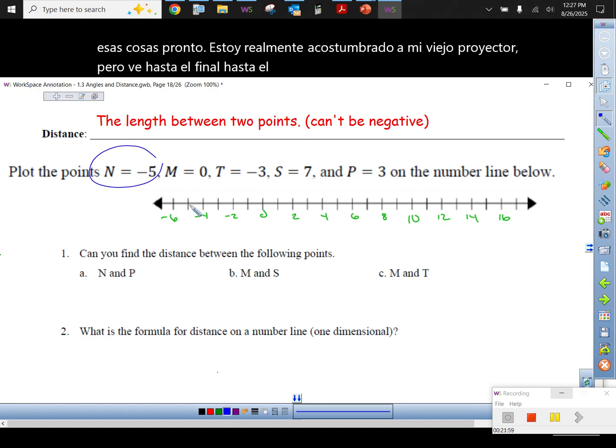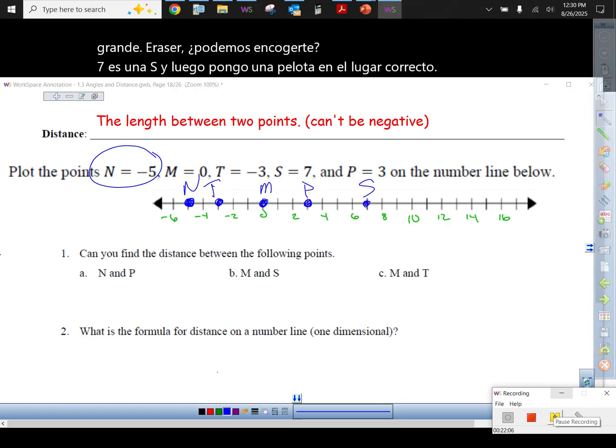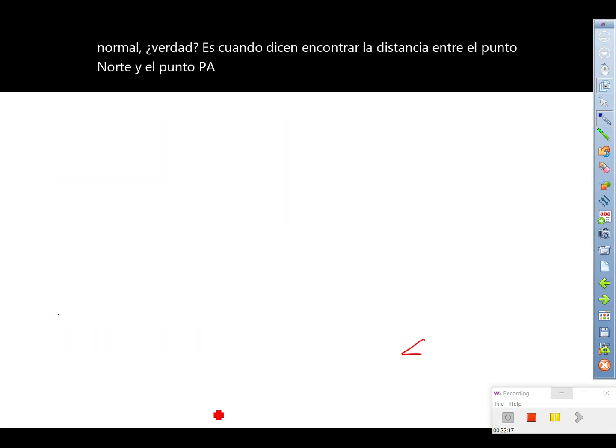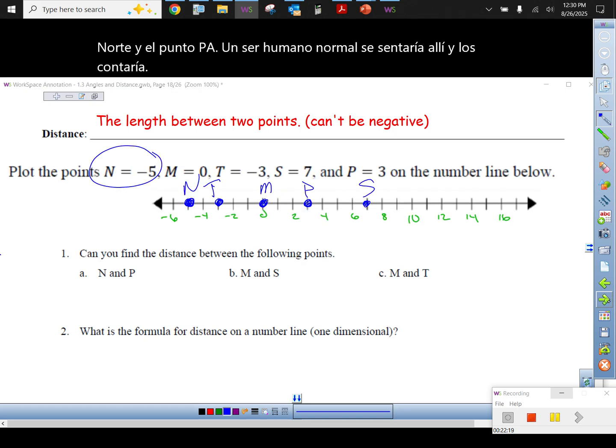N is at -5, so put like a big fat dot and an N, and you see what I'm saying? Just like plot all those points on the number line. Cool. Here's the thing that your brain would do, because you're a normal human being: when they say find the distance between point N and point P, a normal human being would sit there and count them up. I'm sorry that I keep hitting the wrong thing. Here we go. A normal human being would go, okay, from N to P, there's 1, 2, 3, 4, 5, 6, 7, 8 of them.